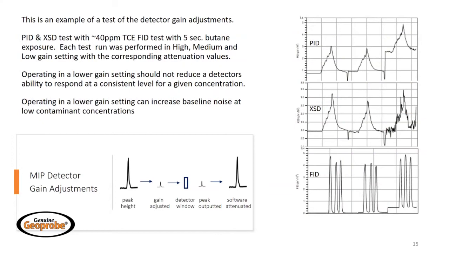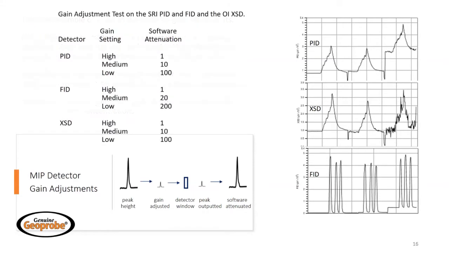Here is what a response of 40 ppm TCE looks like on the PID and XSD at each gain level with appropriate attenuation factors. This was also done on the FID using butane. Again, we see each gain level is producing a similar overall signal response. We're going to show the gain attenuation changes for each detector on this particular system.